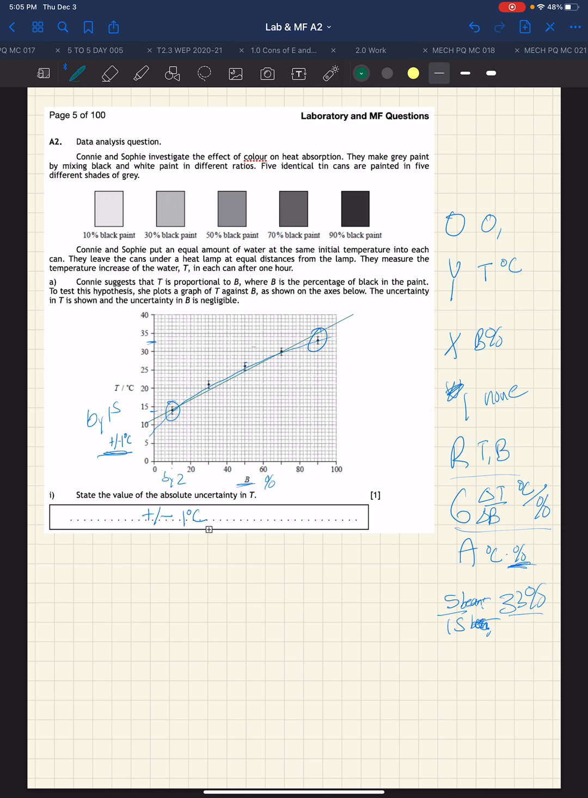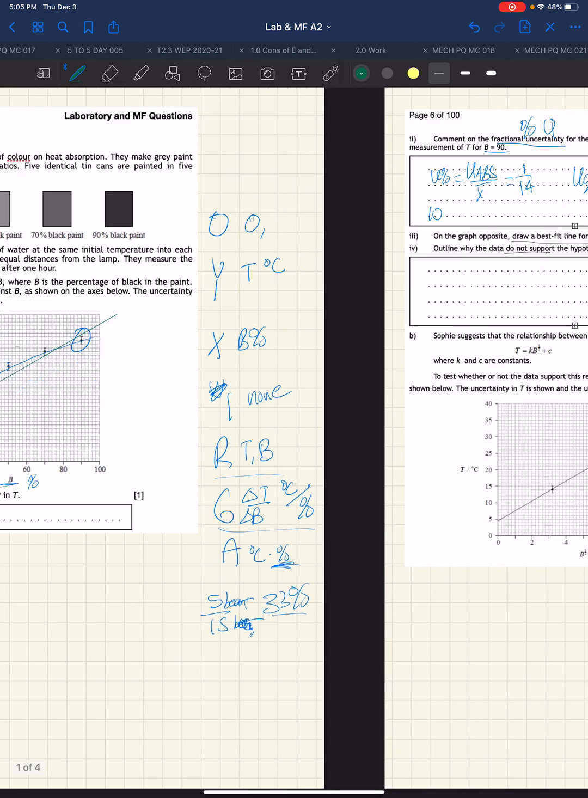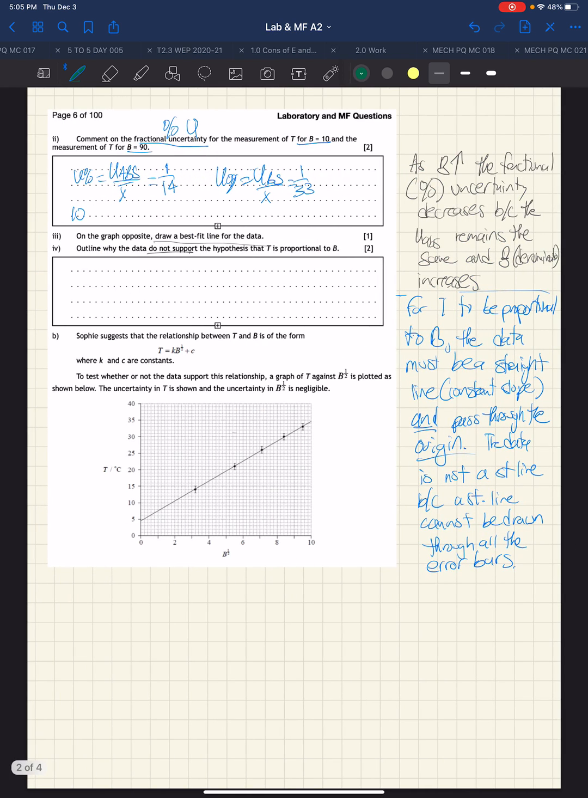So we can get a bunch of them, but if you look, even in this case where I've got the green line, I can only get it to pass through 2. If I wiggle it, I might be able to get 3, but there's no way to do this because the data isn't in a straight line. It's not increasing at a constant rate, a constant slope. So the data is not a straight line because a straight line cannot be drawn through all the error bars.